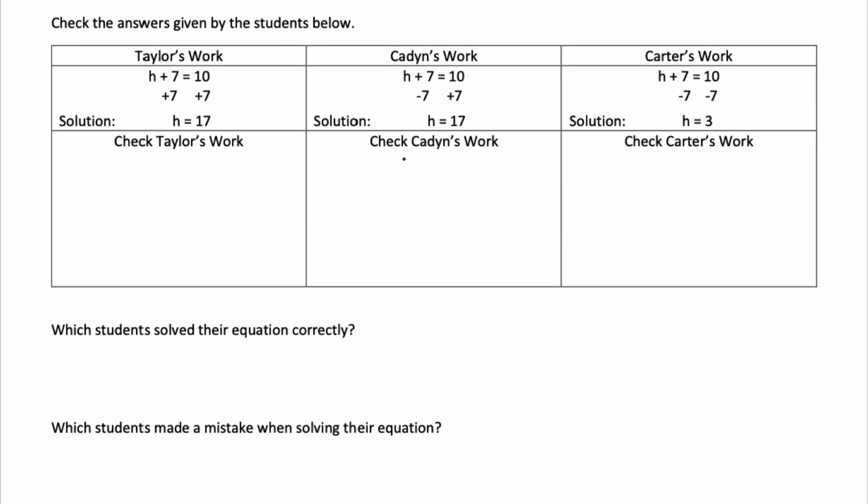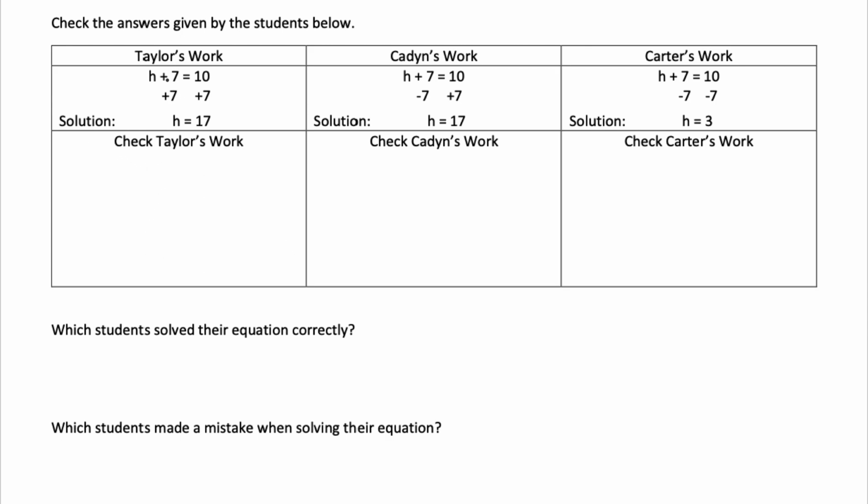In our next section, it says check the answers given by the students below, and we're going to figure out which students did their work correctly and which ones did not. Now, we have not learned how to solve equations yet, but I do have 3 different examples here of student work and what we commonly see as mistakes and correct work, and then we're going to check this to see if we get it right.